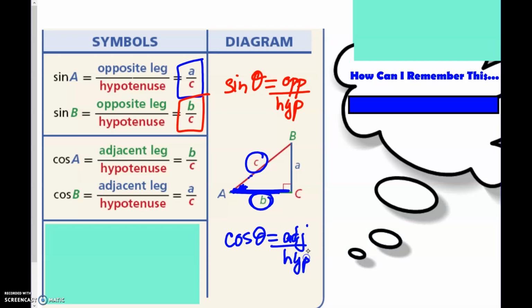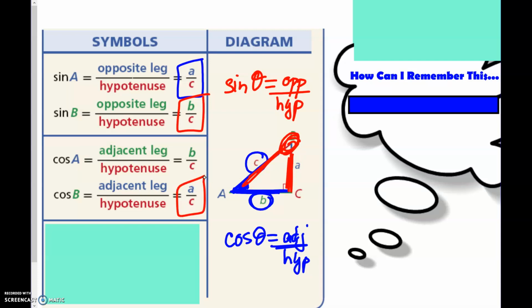And you're like, I'm confused. What do I use for adjacent? Do I use the C or the B? Well, it's over the hypotenuse, so you're not going to use hypotenuse over hypotenuse. It's going to be leg over hypotenuse. So we're getting B over C. And then again, you can do it from your angle B, which would be adjacent over hypotenuse. So we get A over C.